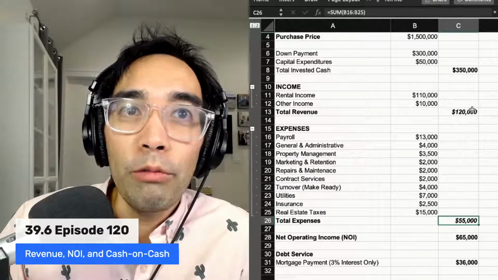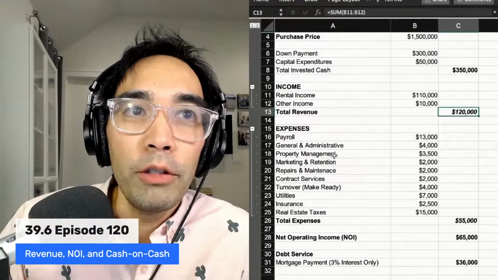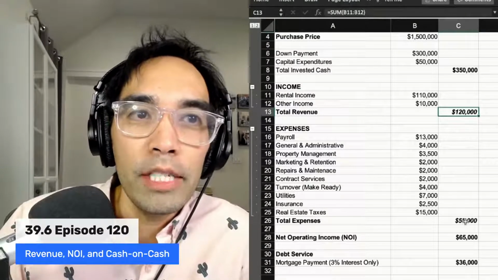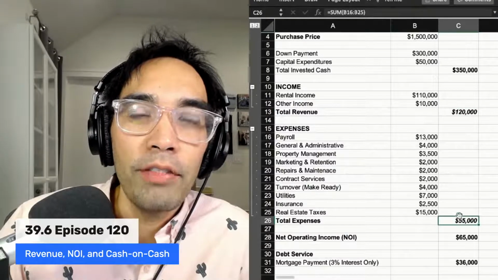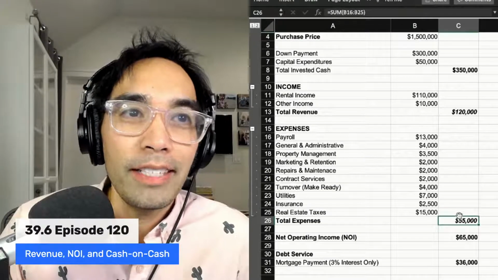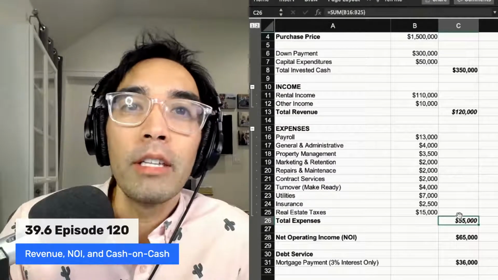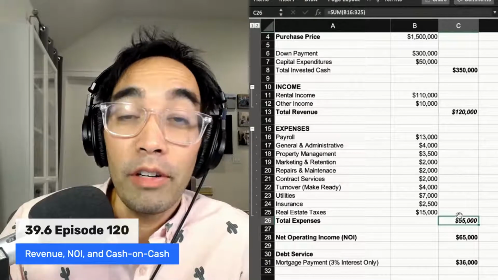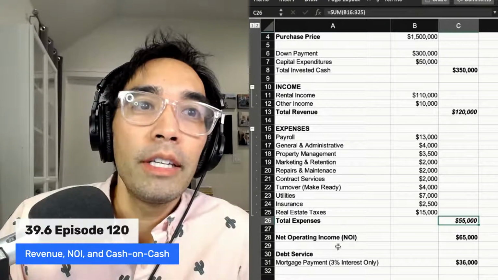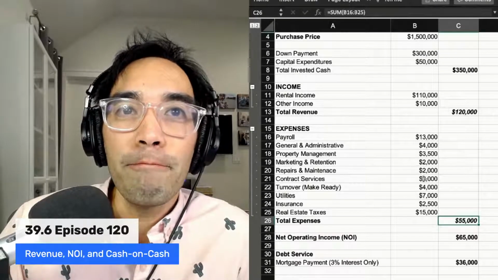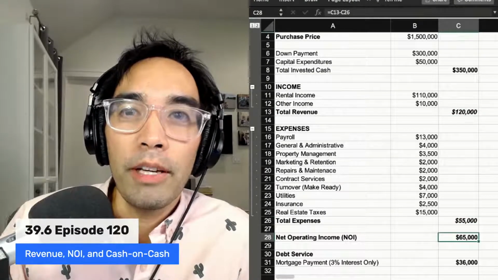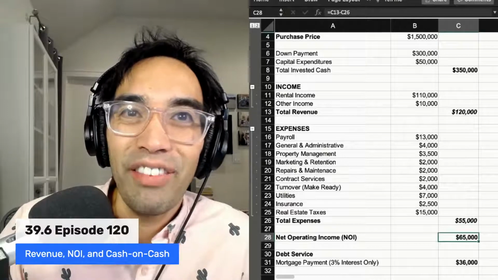Now, when you take your total revenue, which is your rental income and your other income, that's $120,000. Your total expenses is $55,000. Those are all of the expenses that would be considered tax deductible expenses. These are not inclusive of debt service. That gives you a net operating income, which is revenue minus expenses: 120,000 minus 55,000 equals $65,000.